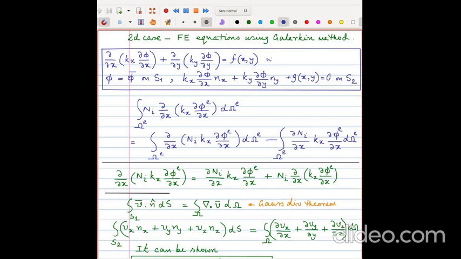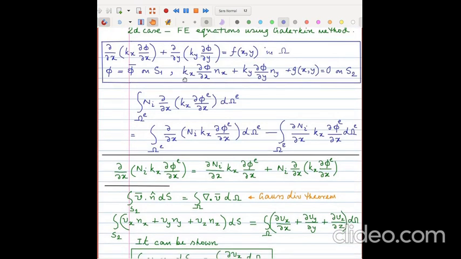So this is in omega, and omega is now a 2D domain. Omega is now a 2D domain, and in the boundary condition, so we have taken actually a 2D quasi-harmonic equation. So this is a 2D case, and we will derive the corresponding finite element equations using Galerkin method.